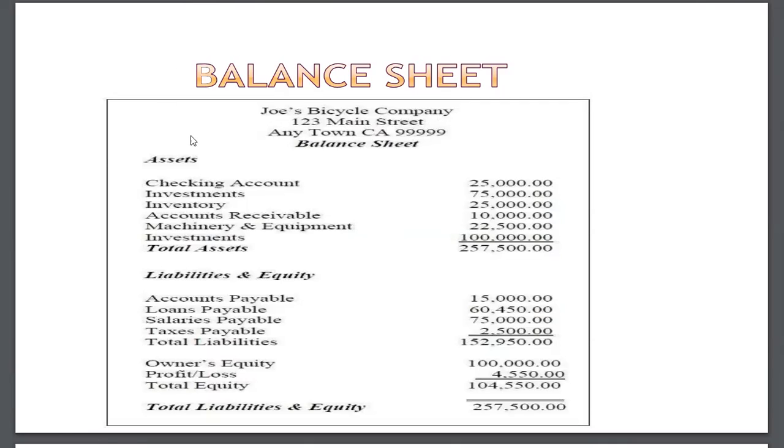Then you would list all your assets. And remember we say the checking account, as well as your cash account. So cash is an asset. So right here under assets, you would put cash on hand or cash. You would put it here as well as your checking account.